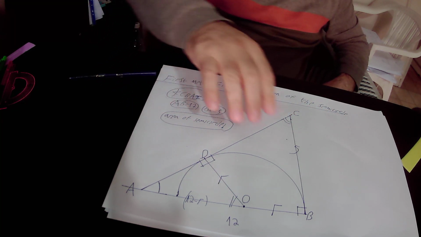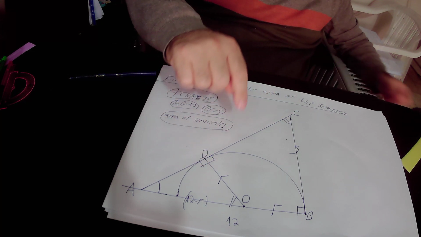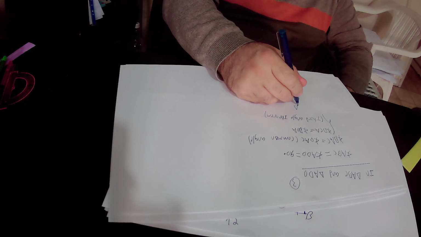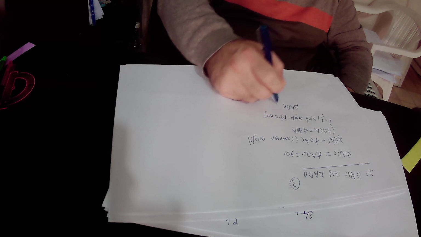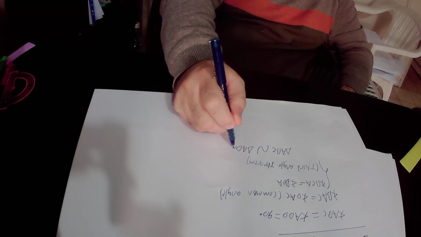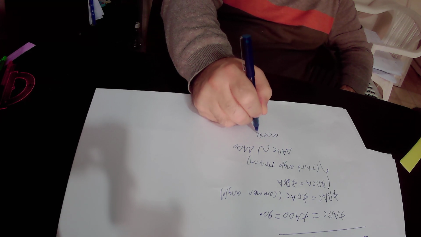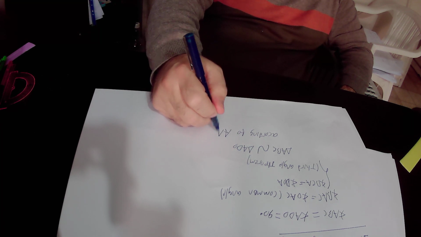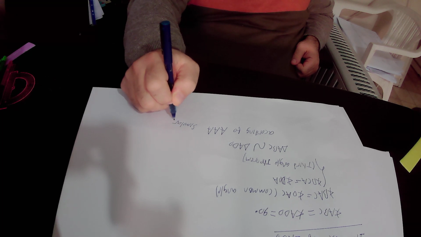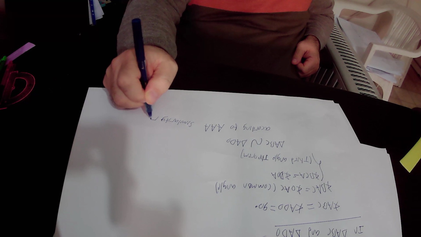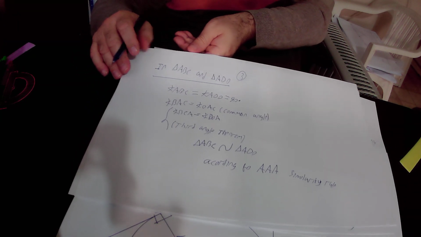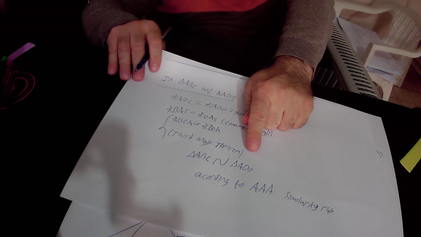Okay? So we actually proved that all three angles of triangle ABC can be matched to all three angles of triangle ADO. Therefore, we proved triangle ABC is similar, this is the sign of similar, to triangle ADO according to the angle similarity rule. Repeat, we prove triangle ABC is similar to triangle ADO according to the angle similarity rule.